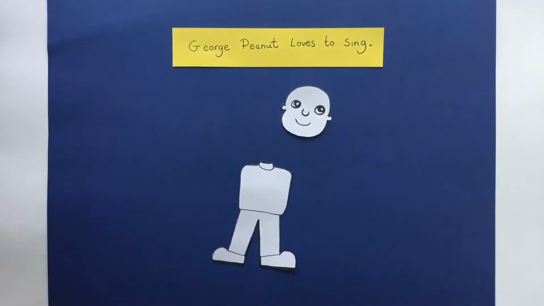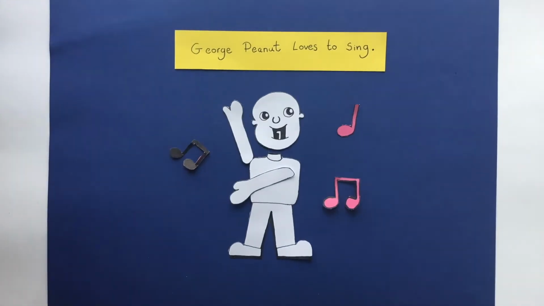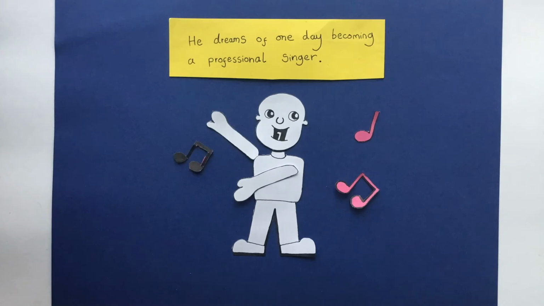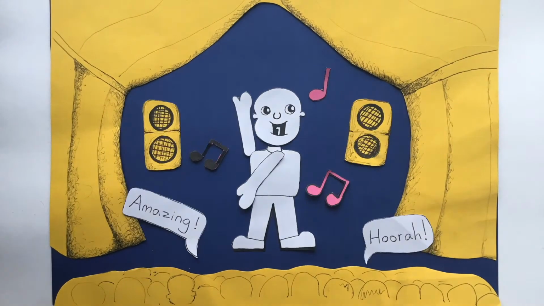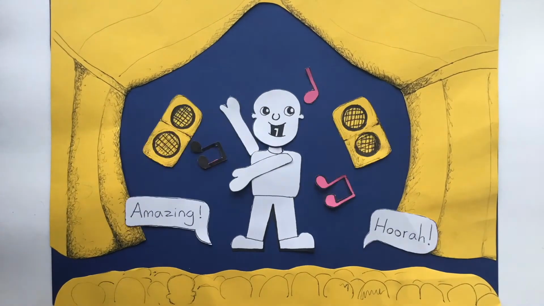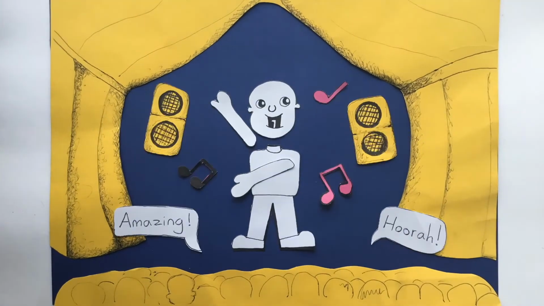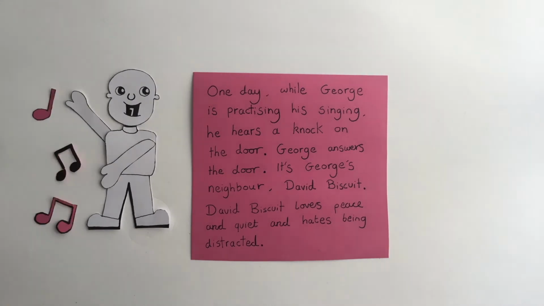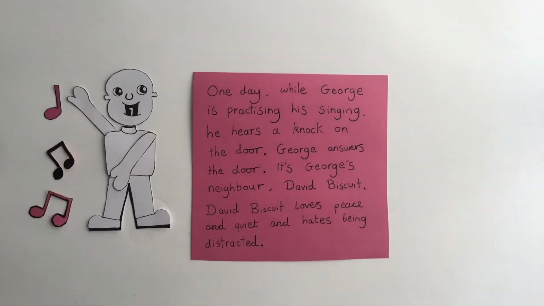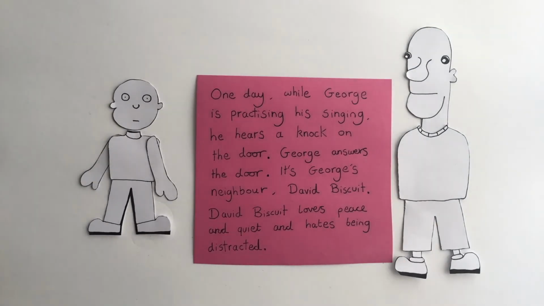George Peanut loves to sing. La la la. He dreams of one day becoming a professional singer. La la la la la la la. One day, while George is practicing his singing, he hears a knock on the door. It's George's neighbour, David Biscuit. David Biscuit loves peace and quiet and hates being distracted.